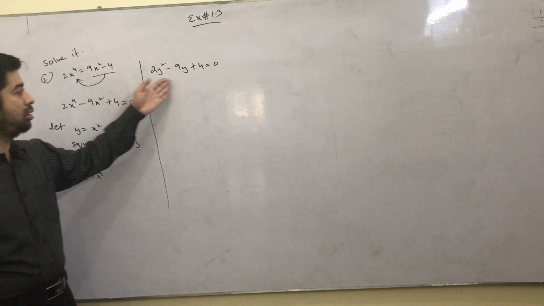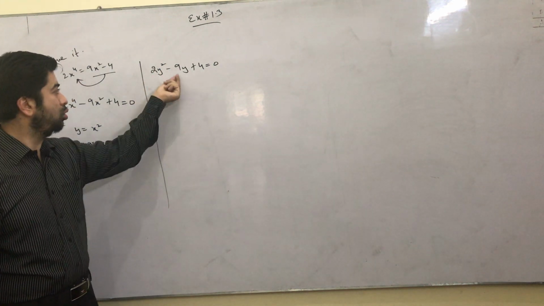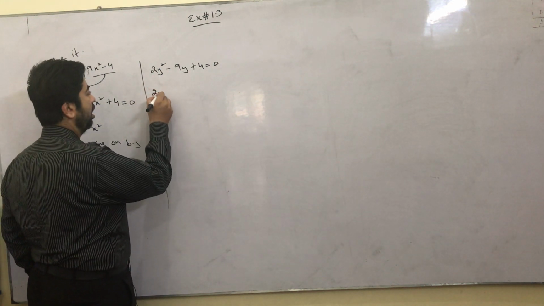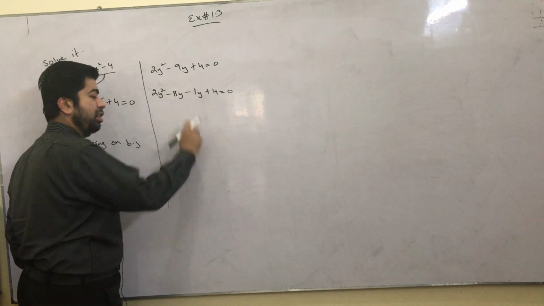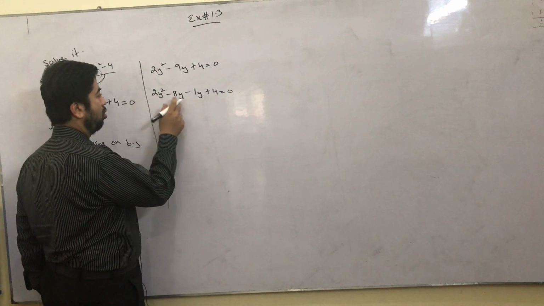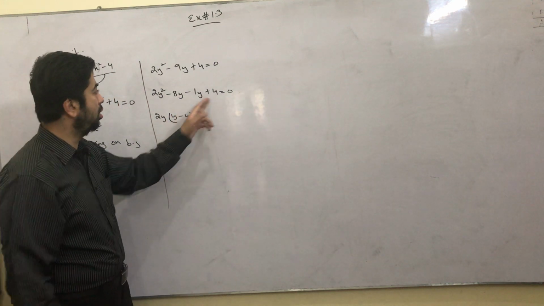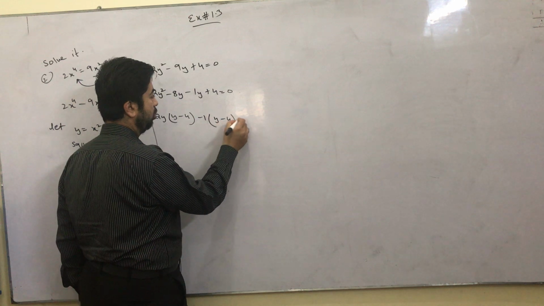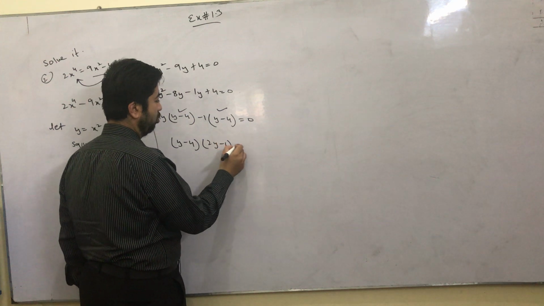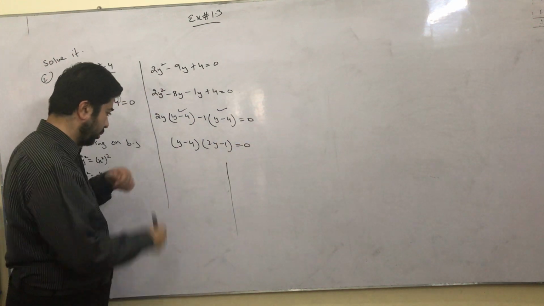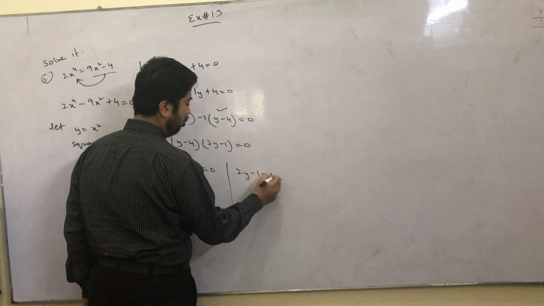Is this the quadratic equation? Yes, this is the quadratic equation. So you can solve it. 2 fours are 8, or you just have to do the middle term break. 2y square minus 8y minus 1y plus 4 is equal to 0. Minus 8 into minus 1, that is plus 8. So what is common? 2y. So y minus 4. And what is common here? Minus 1. So y minus 4 is equal to 0. So if both are the same, then y minus 4 and 2y minus 1 is equal to 0. So separate it: y minus 4 is equal to 0 and 2y minus 1 is equal to 0.